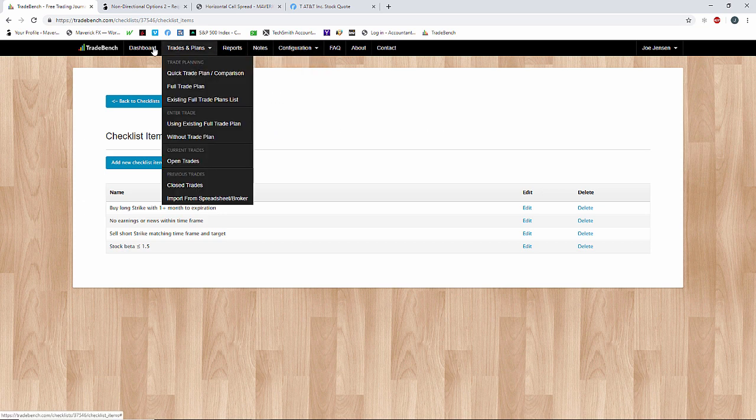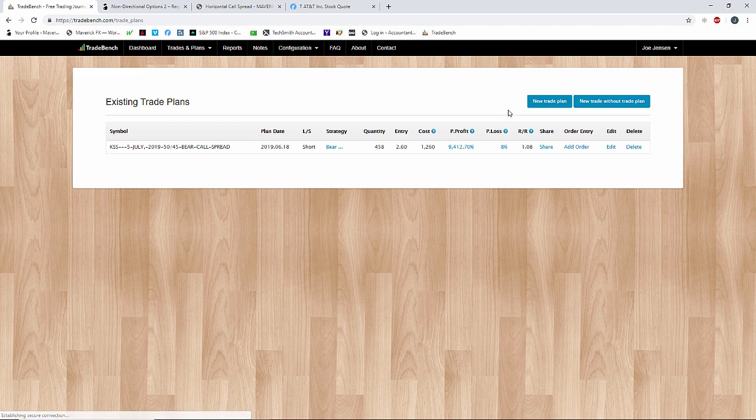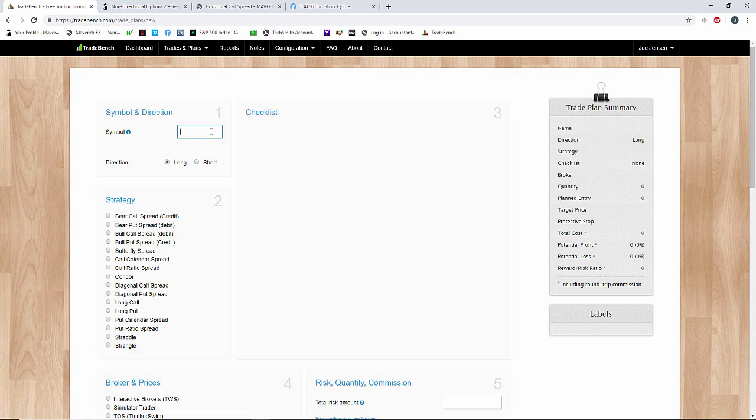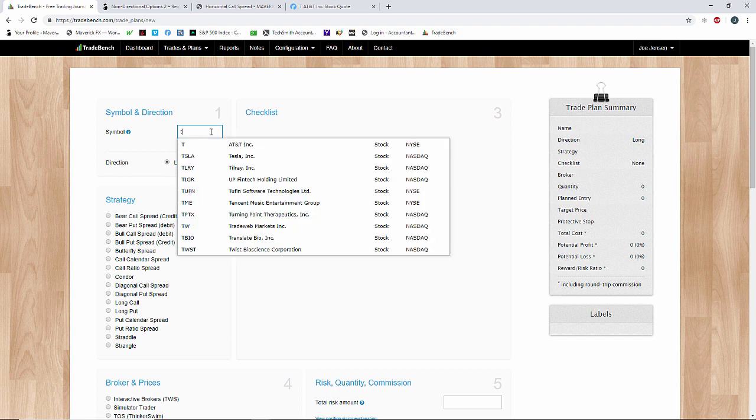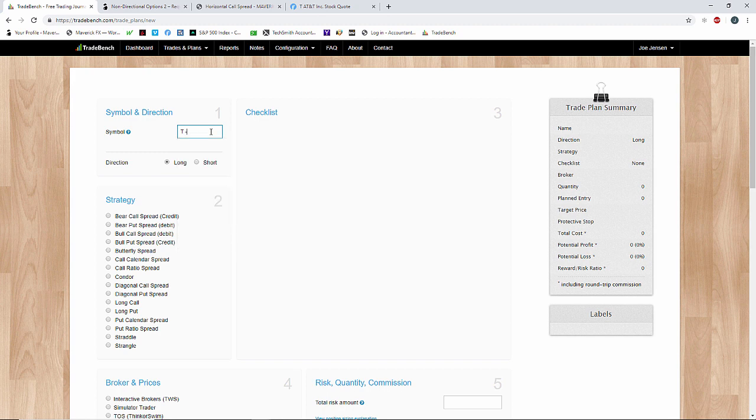So let's go to my trade plan. Let's go ahead and use an existing full trading plan. That way we can play with a checklist. So let's do a new trading plan that we're building for AT&T. Now, remember, guys, we don't just put this in and hit enter because it'll just give us the stock. We need to put in the full combo.